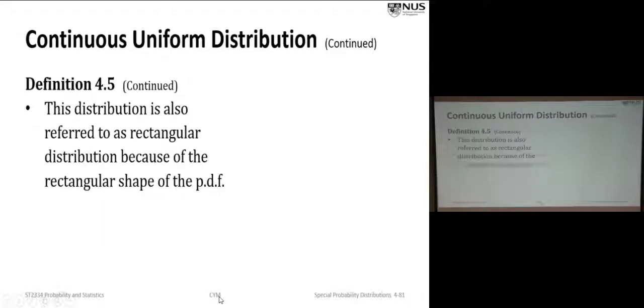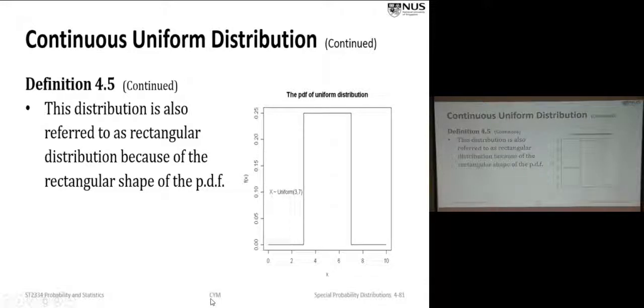All right, so this is the graph. Unfortunately, I drew this line, but you can ignore it. Basically, the PDF is just this part and this part. In other words, when x is outside a and b, the PDF is 0. For any x between a and b, it is equal to 1 over b minus a.